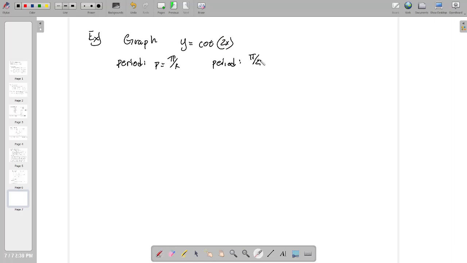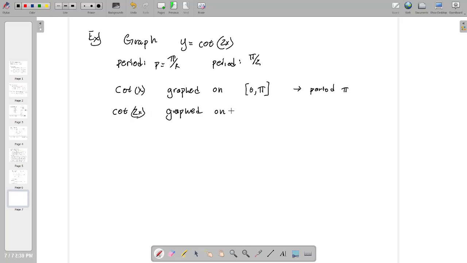This means that an entire cycle of cotangent will fit within an interval that has length pi over 2. So I want to go over this just a little bit more. Cotangent of x, the one that we're not graphing, the original cotangent, is usually graphed on 0 to pi. This is normally where we graph cotangent. Notice that the period is pi. Cotangent of 2x, on the other hand, will be graphed on 0 to pi over 2, where we have a period of pi over 2.